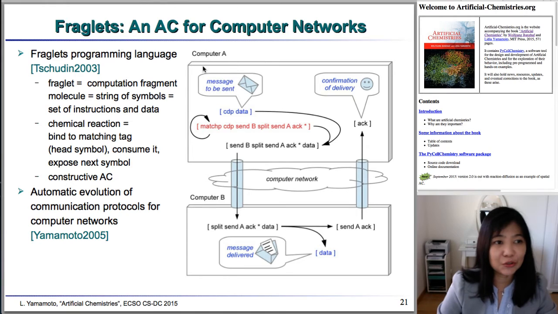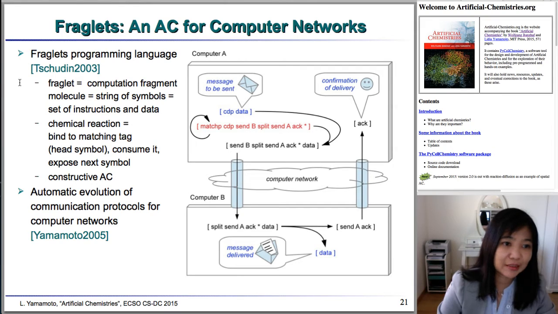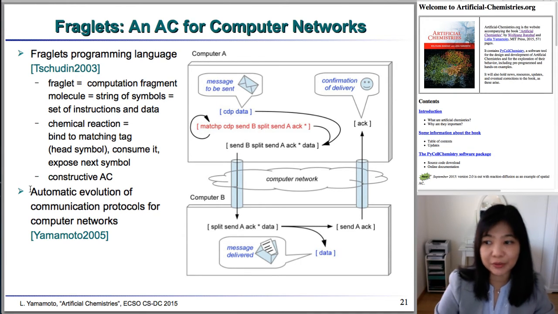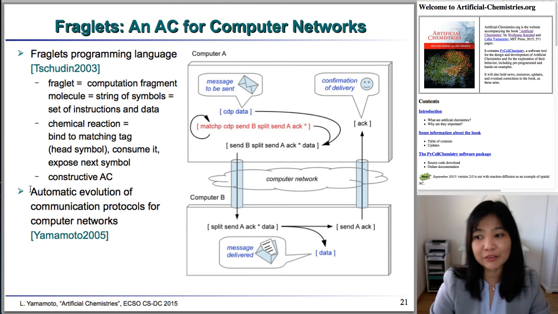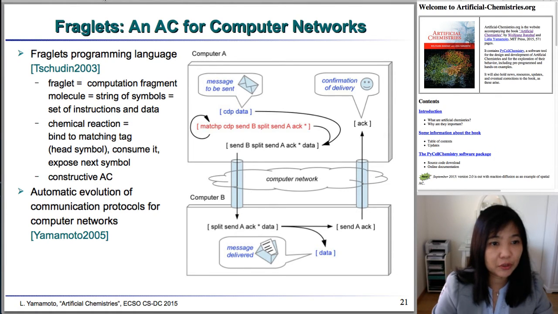So this is just to show that also from very different domains you can have different solutions that look a little bit similar and that have a lot of common aspects in programming with chemistry. So somehow trying to extract what are the basic principles of programming with chemistry, although we still don't have that set of basic principles yet. And we have worked on the automatic evolution of communication protocols using this language.